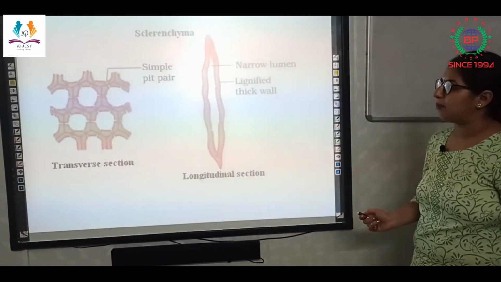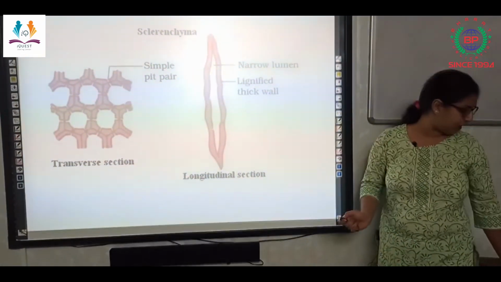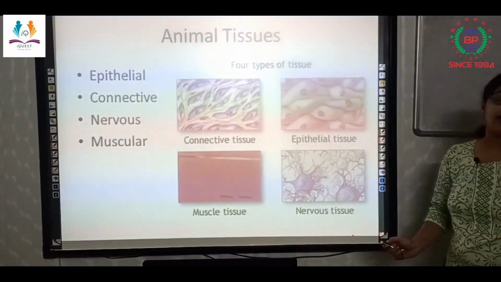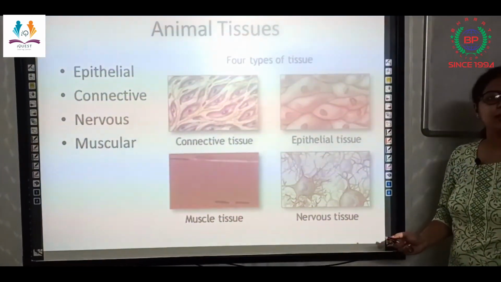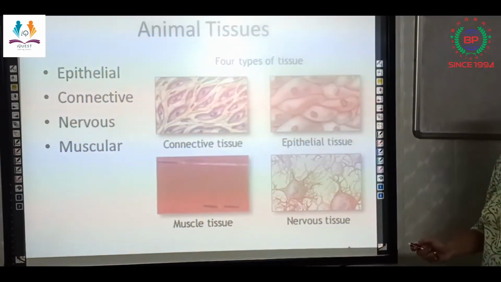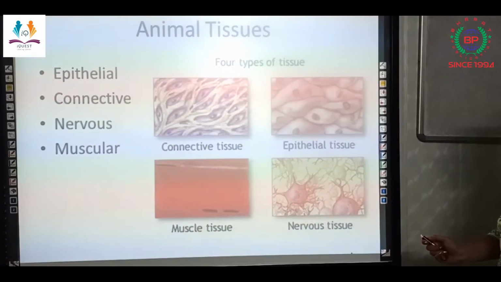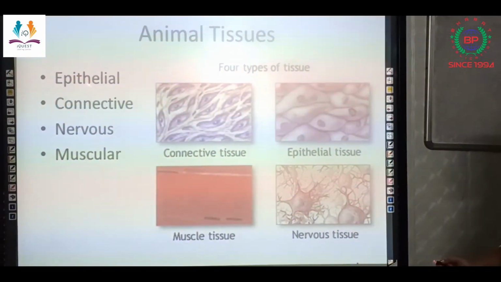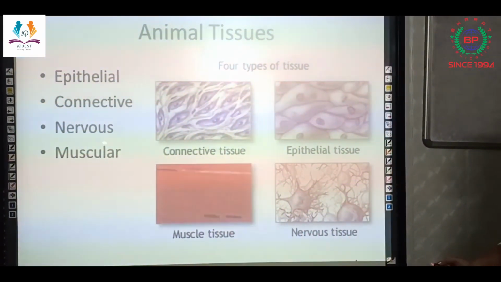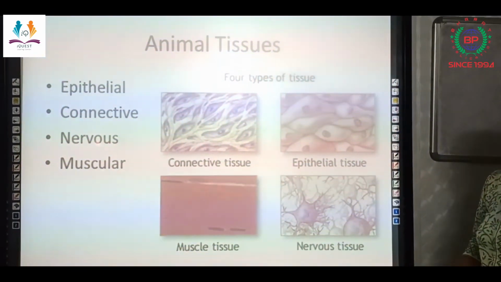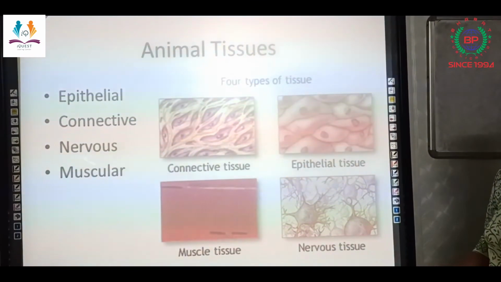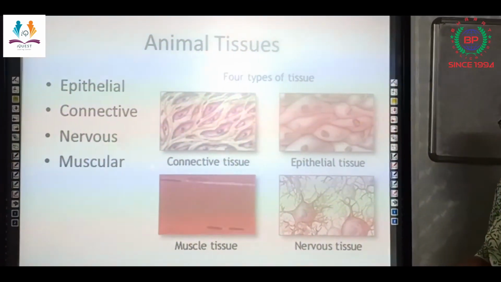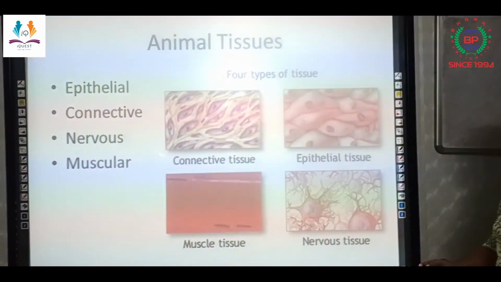the sclerenchyma. The second type of tissue that we have to study is the animal tissues. Animal means human beings. We are also animals. So in our body also there are four different types of tissues: epithelial, connective, nervous and muscular. According to the NCERT, we have to do the structure of nervous tissue and muscular tissue, three different types of muscular tissue in this activity.